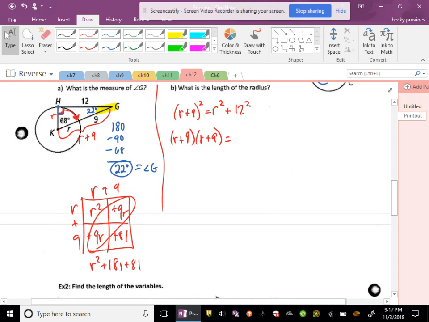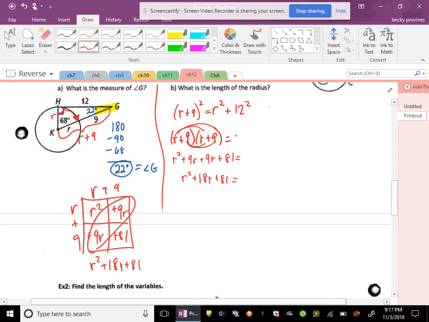Now, maybe your teacher taught you to distribute. R times R is R squared. R times 9 is 9R. 9 times R is 9R. And 9 times 9 is 81. Okay, so this is something we need to remember. And if you don't remember, relearn.